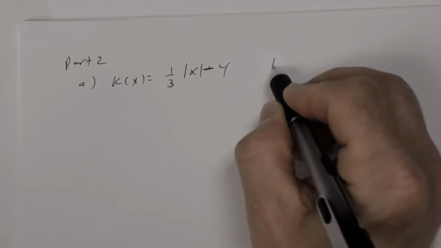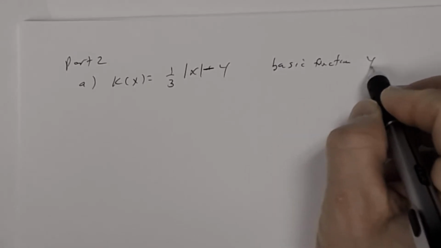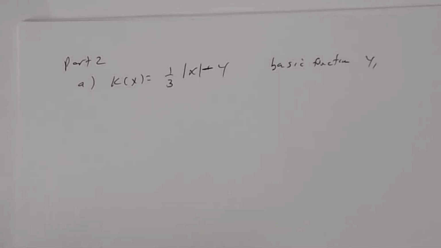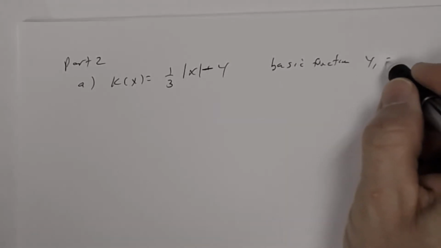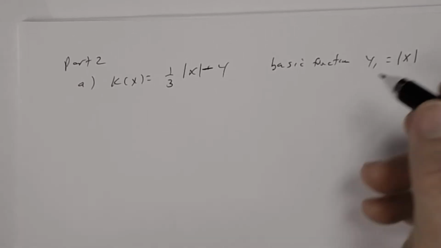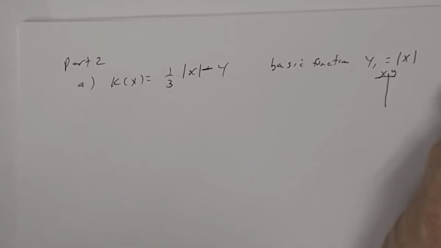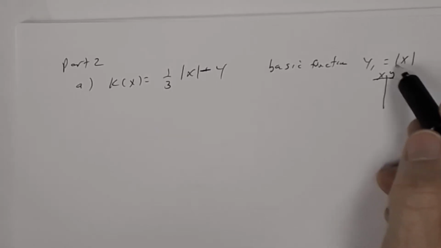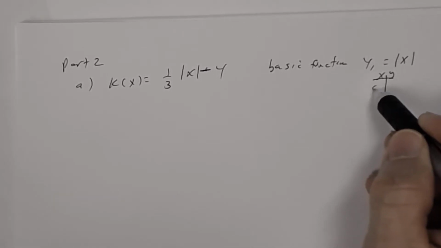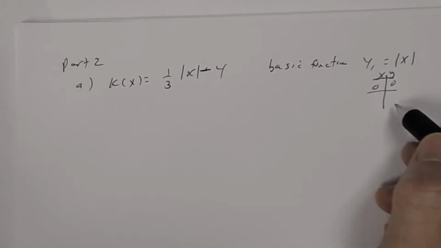So your parent function, your basic function, is, and remember, we call these different names because these are different graphs. So y1 is going to be your parent function, and we'll call this absolute value of x. When you graph this, we use the t-table, and you may recall that when we substituted 0 for x, the absolute value of 0 is 0. So that was one of the points we used.